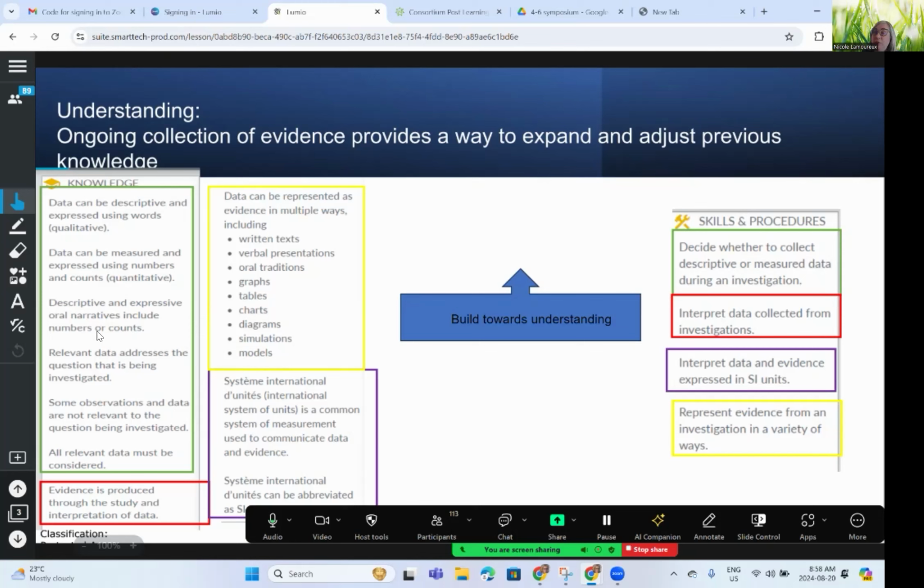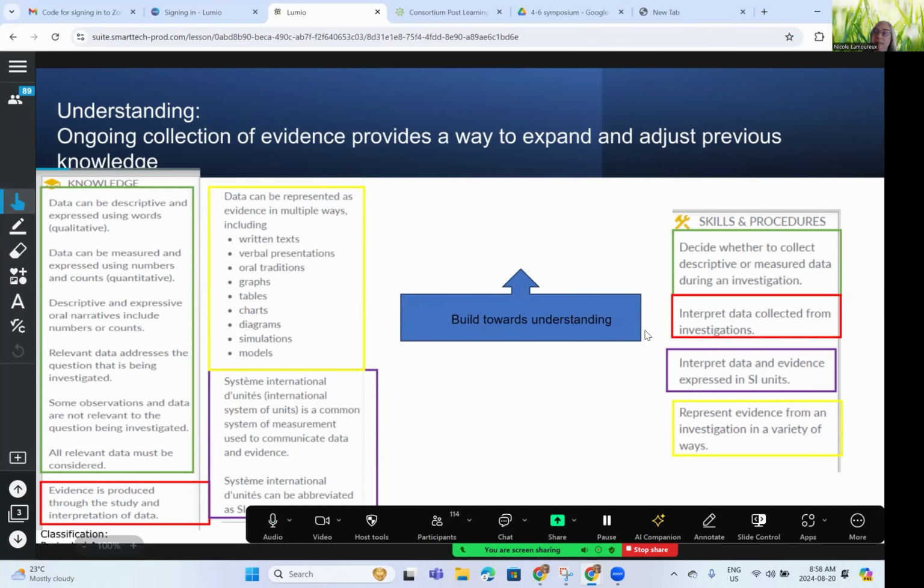The narratives can also use numbers and counts, and that should be relevant to the observations they're looking at. What they're looking for should be relative to the question that they're answering, right? Some observations aren't relevant, and you need to consider all the ones that are.